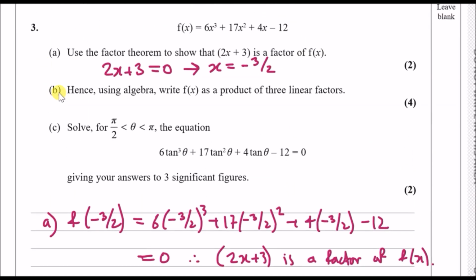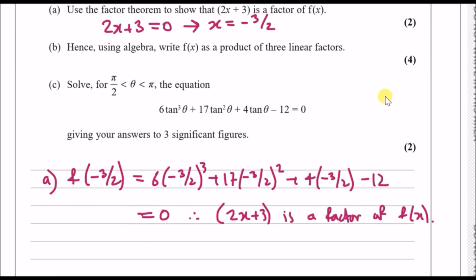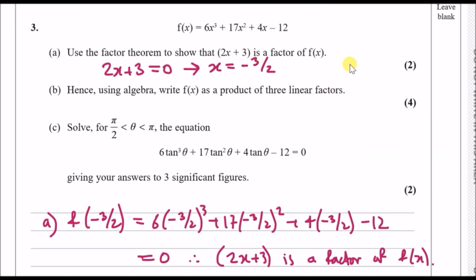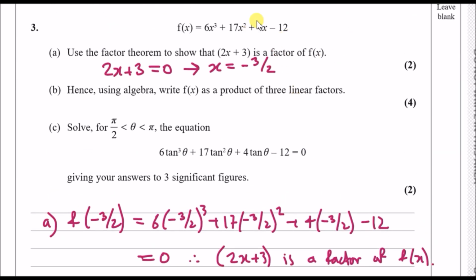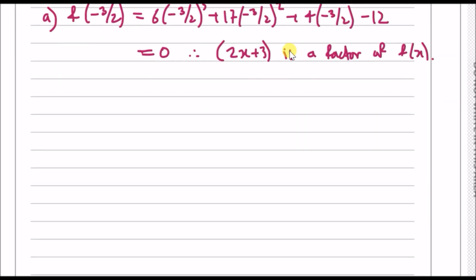Now looking at part B, it says, hence, using algebra, write f(x) as a product of 3 linear factors, given that we already have one factor. So essentially, we have a cubic equation and we need to break it down into 3 different brackets. Now, the easy way to do this, because we know 2x plus 3 is a factor, is to use long division.